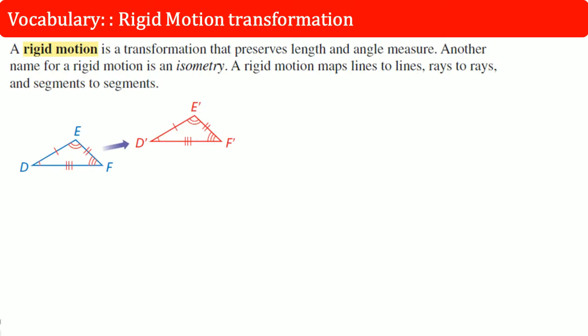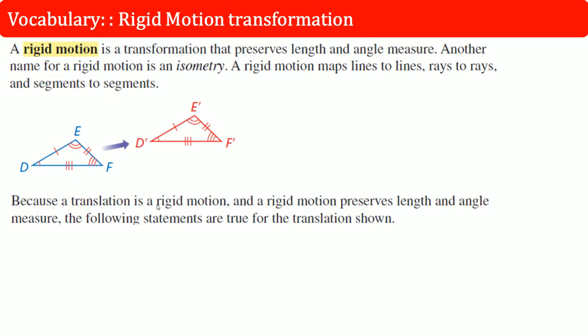We start with the vocab. A rigid motion is a transformation that preserves its length and angle measurement. Preserve means keeps. Another name for rigid motion is isometric. A rigid motion maps a line to a line. That means line DE is congruent to line D prime E prime. Ray to ray, segment to segment.